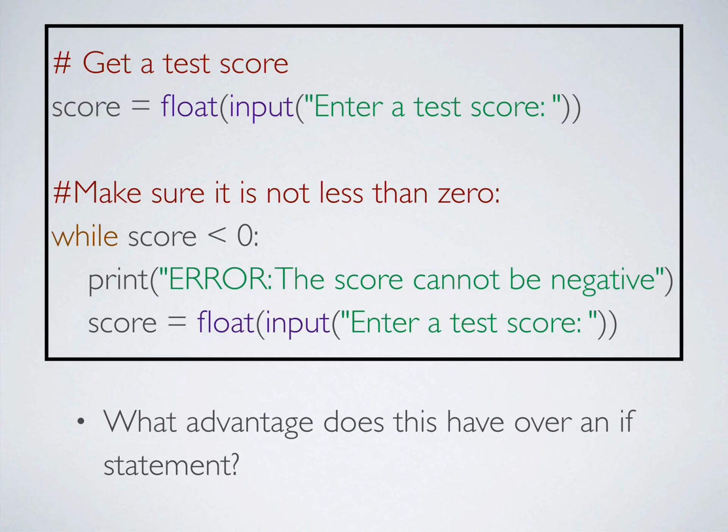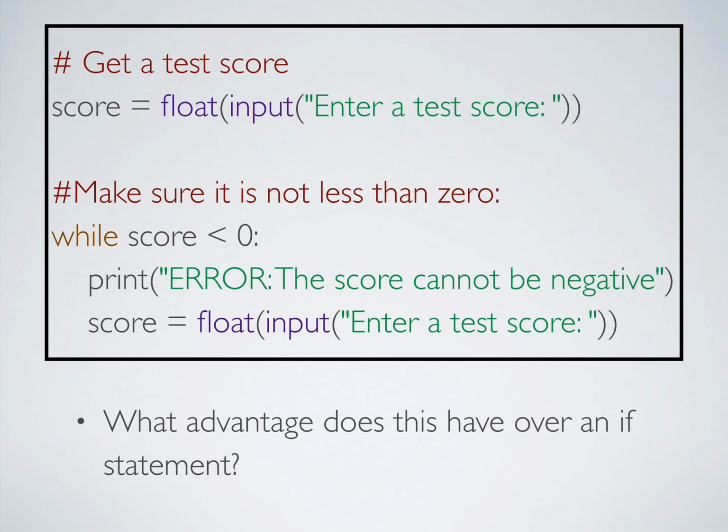So a question I have for you then is, what advantage does this have over just using an if statement? Why are we using a while loop rather than just an if statement, right? Because an if statement could also kind of do the same thing, right? It can check and see if the score is less than 0, print this error message, ask for input again. So why would this be better than an if statement? Go ahead and pause the video if you need to think about it.